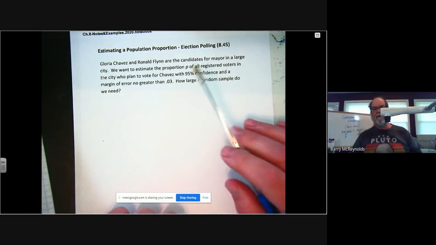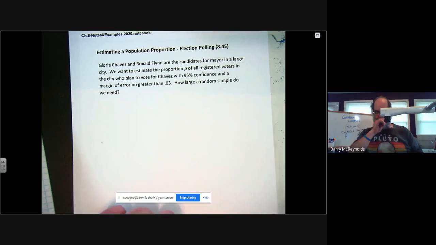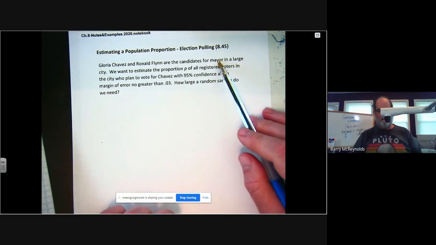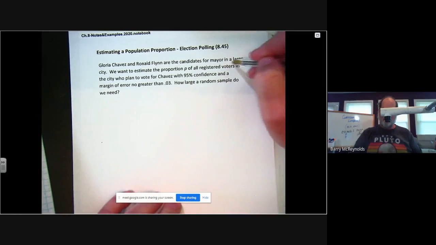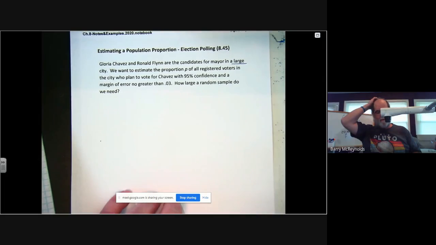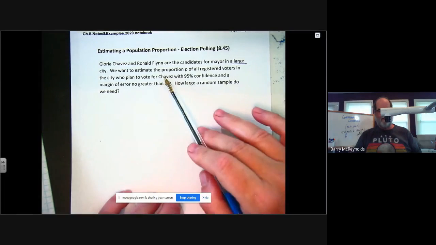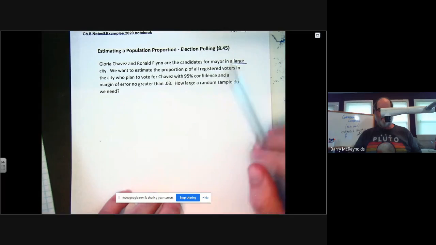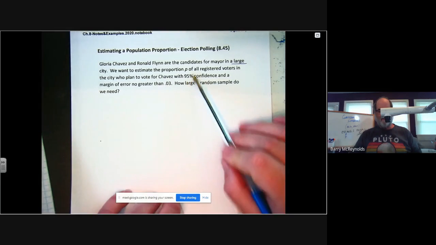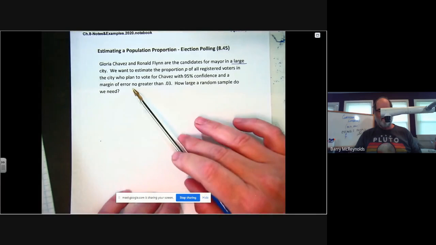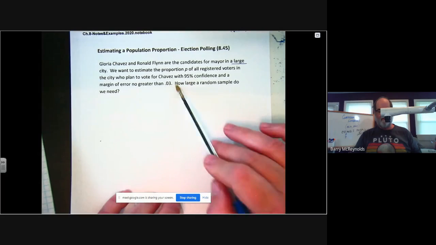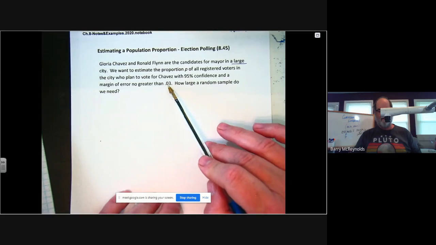And let's just start with our example here. We have two candidates running for mayor in a large city. Okay, I'm going to highlight the word large here. That's going to come back and help us in a little bit. And we want to estimate the proportion P of registered voters who plan to vote for one of the candidates, Gloria Chavez, with a 95% confidence and a margin of error no greater than 0.03. So it can be up to 0.03 or less than or equal to 0.03.